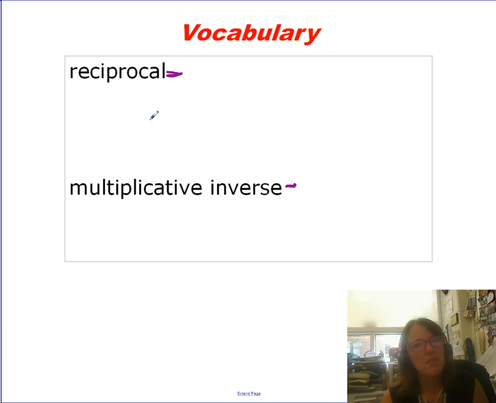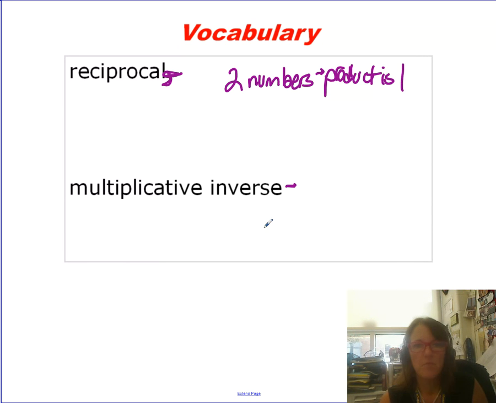A reciprocal is the inverse of a number so that when you multiply them together, you get 1. So basically, maybe I should word it this way. Reciprocals are two numbers whose product is 1. So basically, when I multiply them together, I get 1.